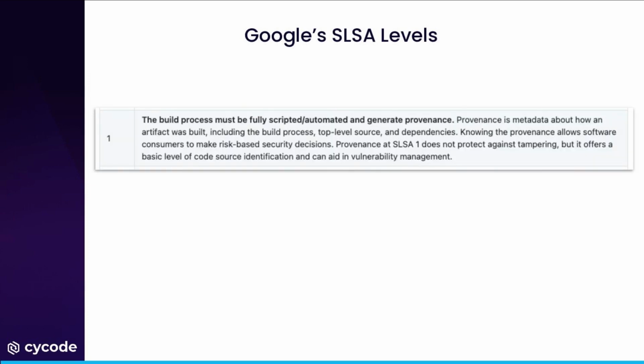SLSA level 1 means that the build process is fully scripted and automated and generates provenance, including metadata regarding how an artifact is built. This metadata is derived from the build process, top-level source, and dependencies. The generated provenance offers a basic level of source code identification, but does not protect against code tampering.